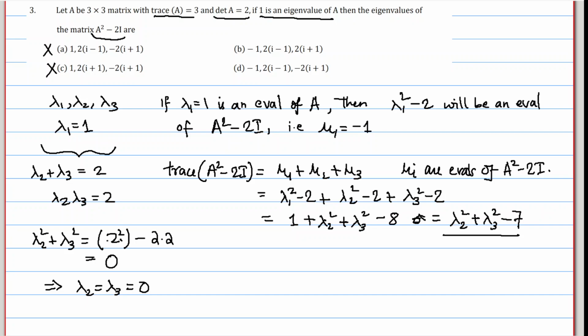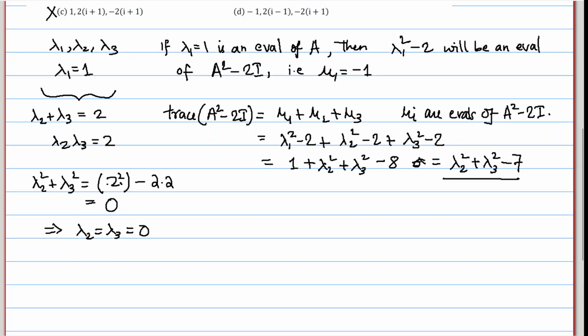So here, lambda 2 plus lambda 3 is equal to 2, correct? And lambda 2 into lambda 3 is equal to 2, correct? So I replaced lambda 3 by 2 by lambda. That means you will get lambda plus 2 by lambda equal to 2. That will give you a quadratic equation: lambda square minus 2 lambda plus 2 is equal to 0, correct? One minute. Let me just write it down. Lambda square plus.